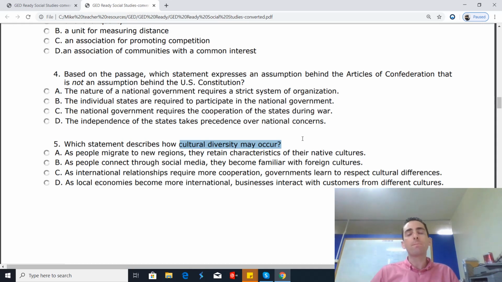They retain them, they keep them, like the food they eat, the music they listen to, perhaps the dialect they speak, the religion they have. And this causes cultural diversity to happen. And we've seen that, I'd say, throughout history.